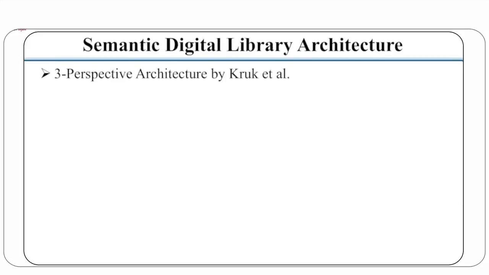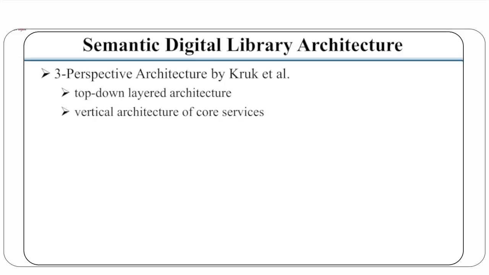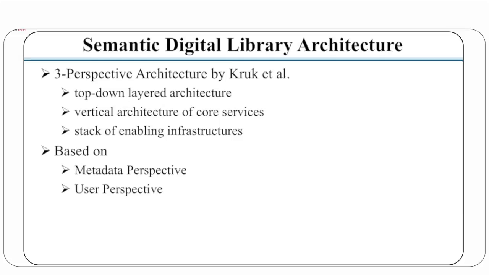Kruk and his co-authors have provided the architecture of semantic digital library from three perspectives. Number one, top to down layered architecture. Number two, vertical architecture of core services. And number three, stack of enabling infrastructures. This architecture has been derived based on the metadata perspective and user perspective of semantic digital library.